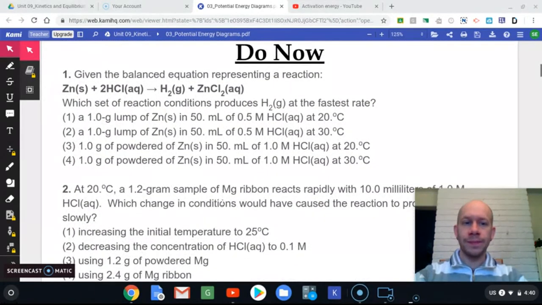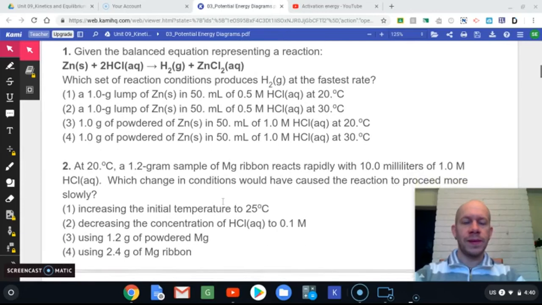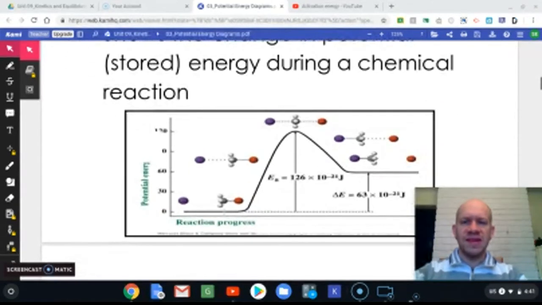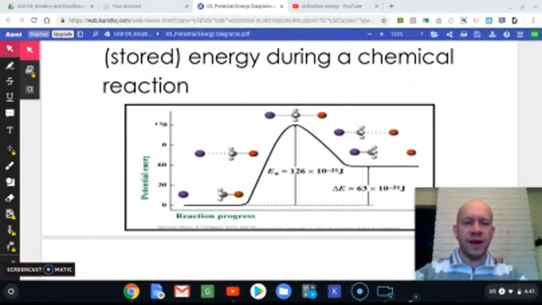Do now. Potential energy diagrams show the change in potential or stored energy during a chemical reaction. This is an example of a potential energy diagram. On the left, we have the potential energy of the reactants, and as the reaction progresses through time, we see that potential energy change, and on the right, we see the potential energy of the products.